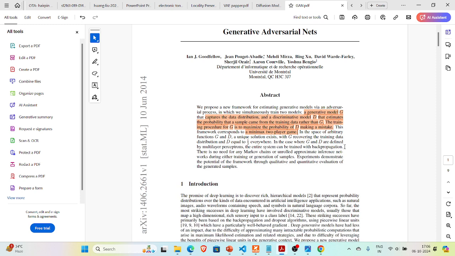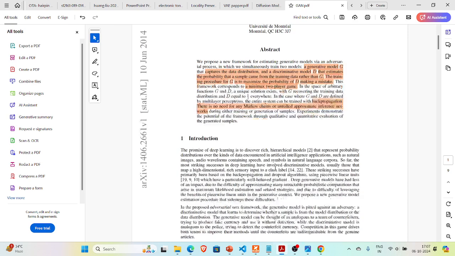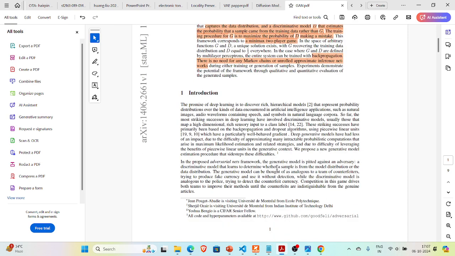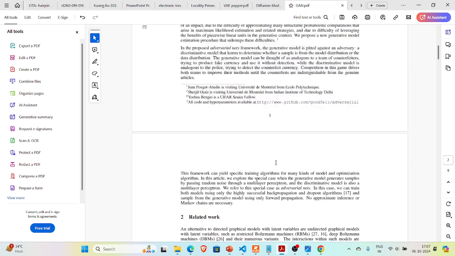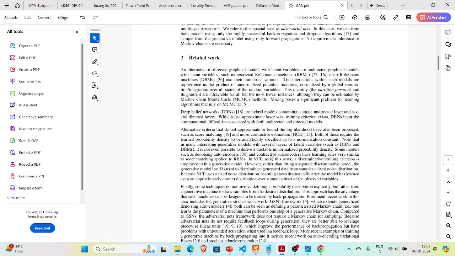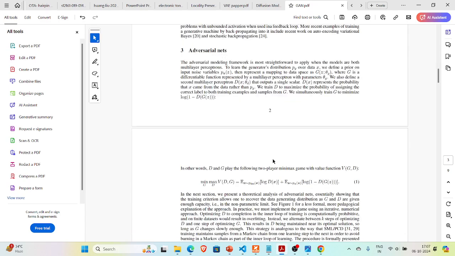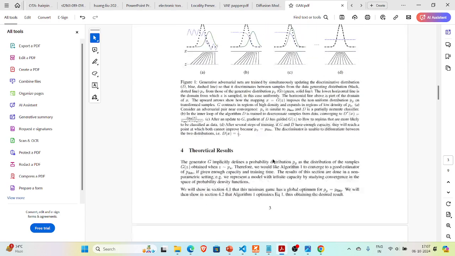It can be trained with backpropagation. There is no need for Markov chains or unrolled approximate inference networks. This will be important in the case of diffusion that we see next, but in this case it is not required. Okay, so this is the theory here, and we're going to cover that.